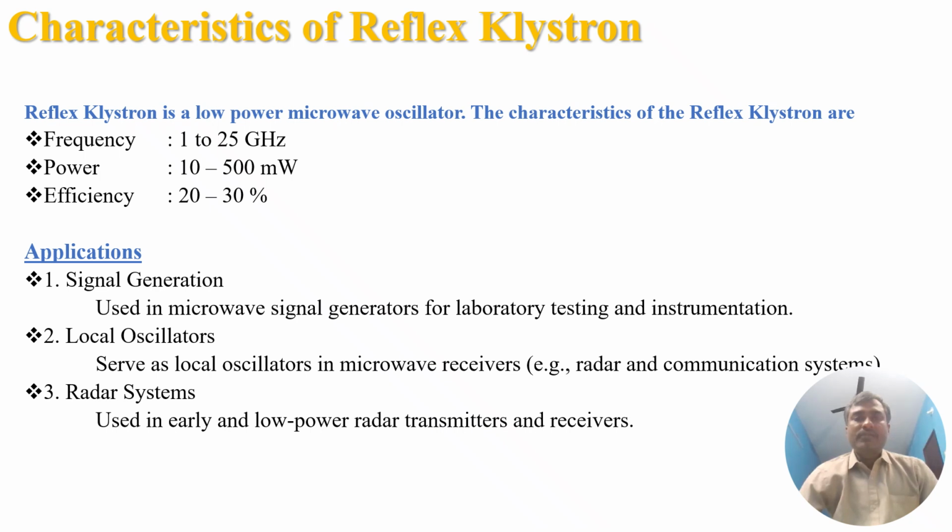and the power range of 10 milliwatts to 500 milliwatts, and it can achieve an efficiency of 20% to 30%. Microwave reflex Klystron oscillator is widely used in laboratories for the generation of microwave signals, used in microwave receivers as an oscillator, and also in low power radar transmitters and receivers.